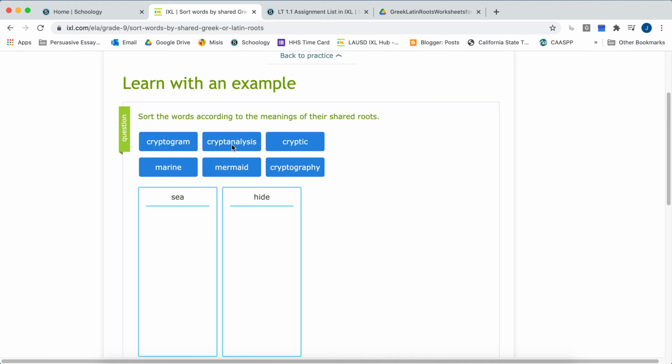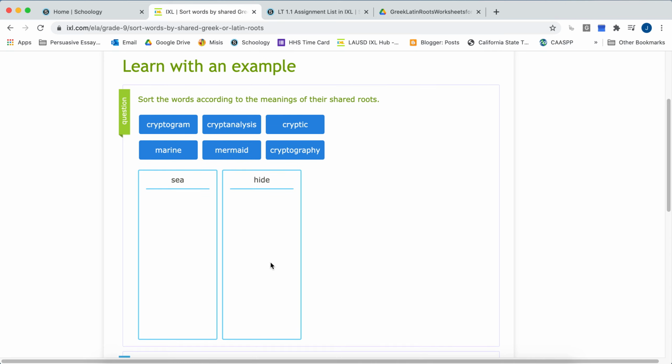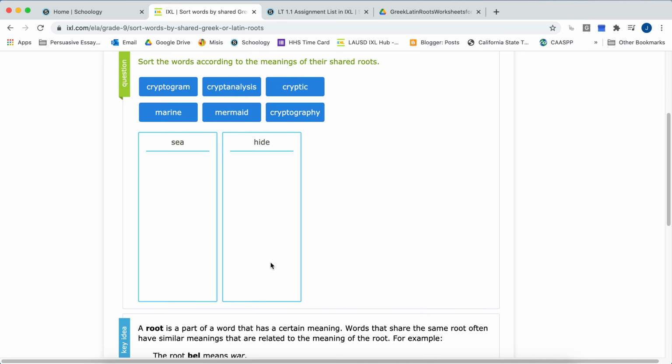So that's going to go in sea. Now, cryptogram, cryptanalysis, cryptic, cryptography. Well, I know if somebody's being cryptic, then they're trying to hide something. So if that's what that means, then probably all of these have to do with hiding. So those are all going to go in there, right? All right, so that's how you do it if you don't really know the definitions. That's a way to do it.